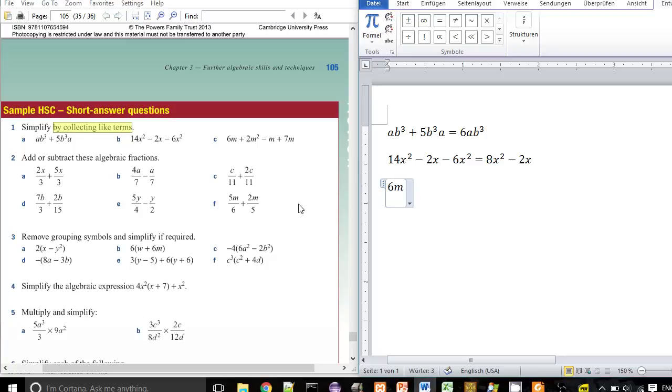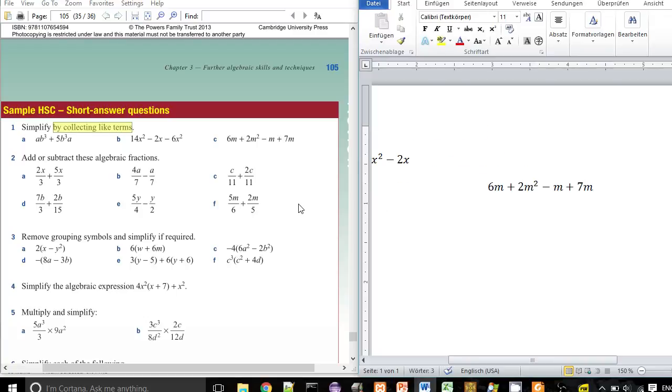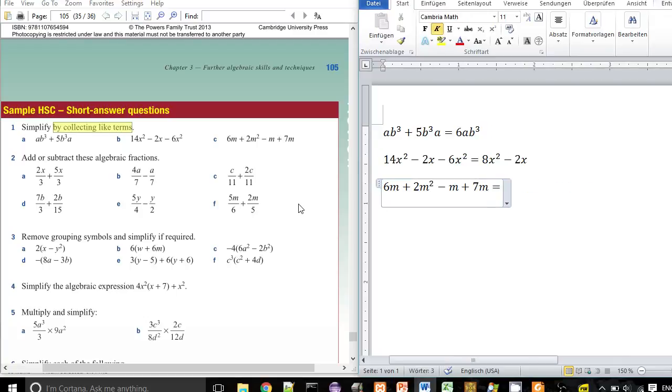So 6m plus 2m squared minus m plus 7m equals. Okay, so the m's collect: 6. Oh wait, there's an m here as well. Okay, so 6 minus 1 is 5, plus 7 is 12, so 12m, and there's still a plus 2m squared, which is separate. That's it. Don't be tempted to simplify it more. That's the answer.